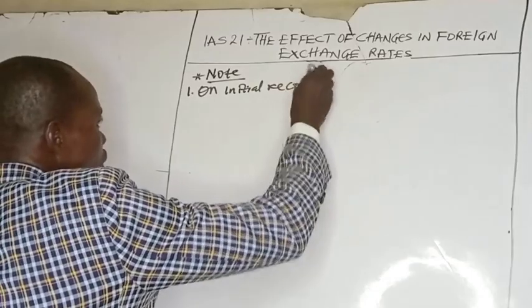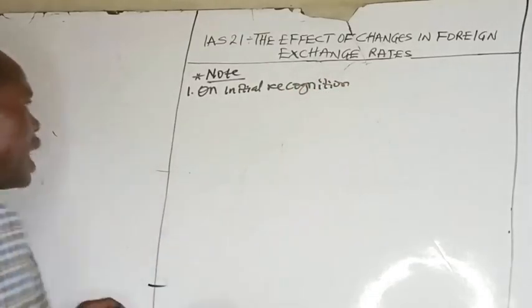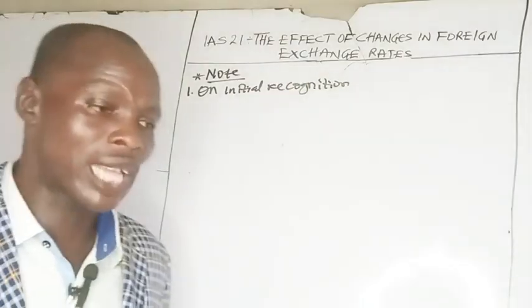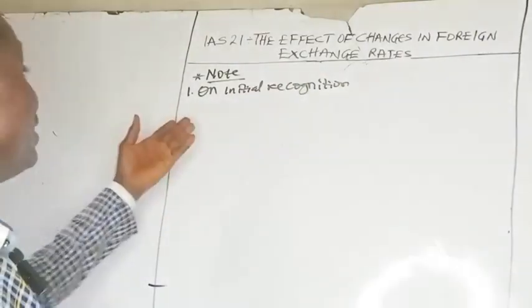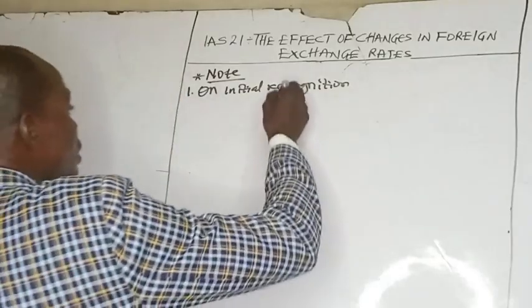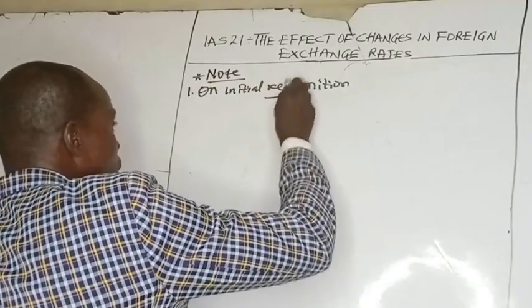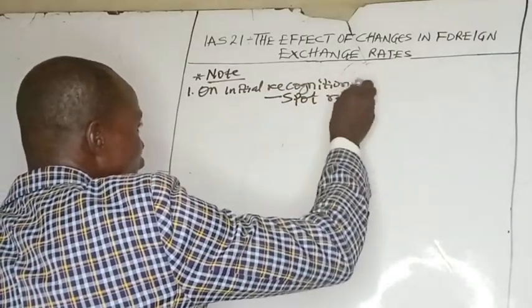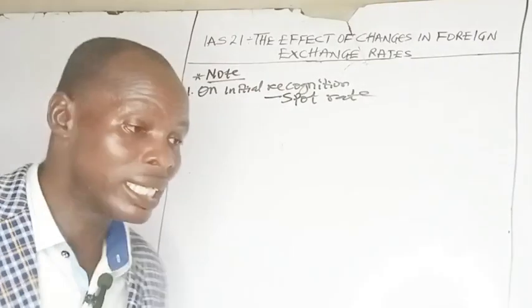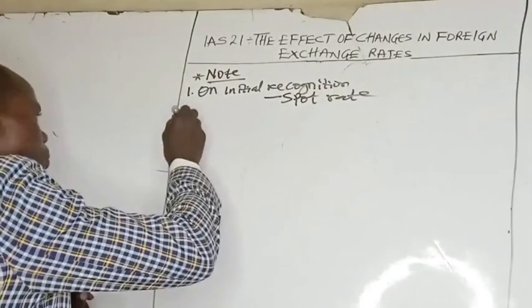By initial recognition, we mean when transactions are recognized in the financial statements for the first time. So, the transaction, if it is occurring for the first time, it will be translated at the spot rate. Transactions occurring for the first time should be translated at the spot rate.